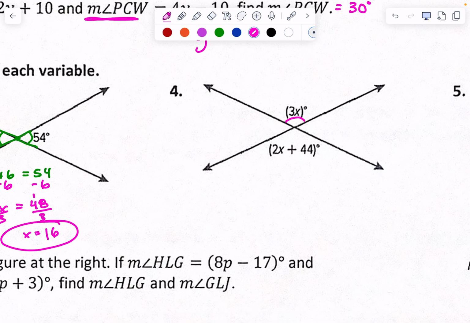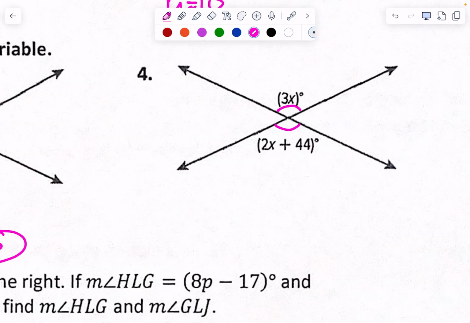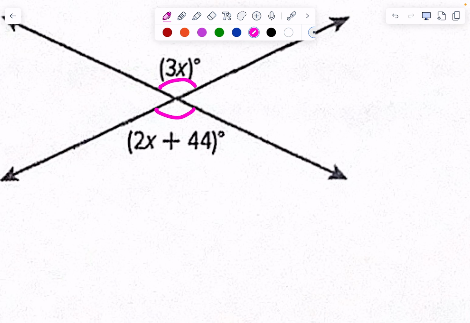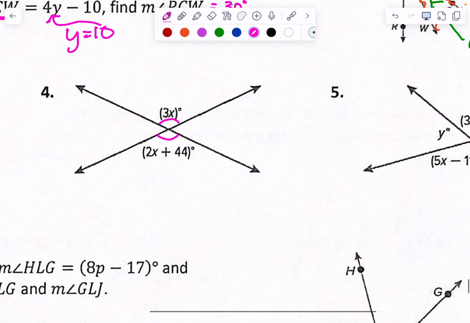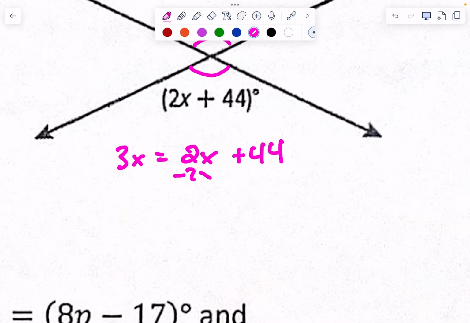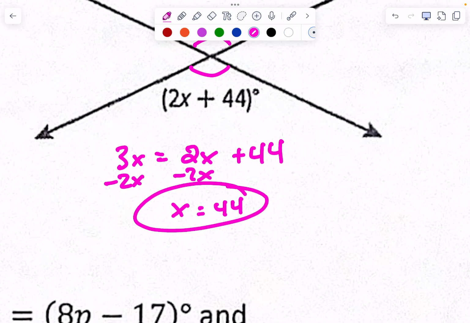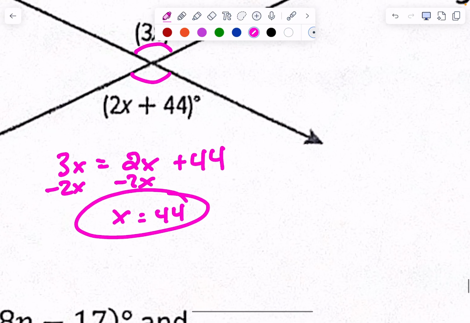Okay, number 4. This angle here is labeled and that angle there is labeled. What do we know? They're equal because they are vertical angles again. They're like 2 little V's. 3x is equal to 2x plus 44. Subtract 2x and x is 44. Easy peasy.